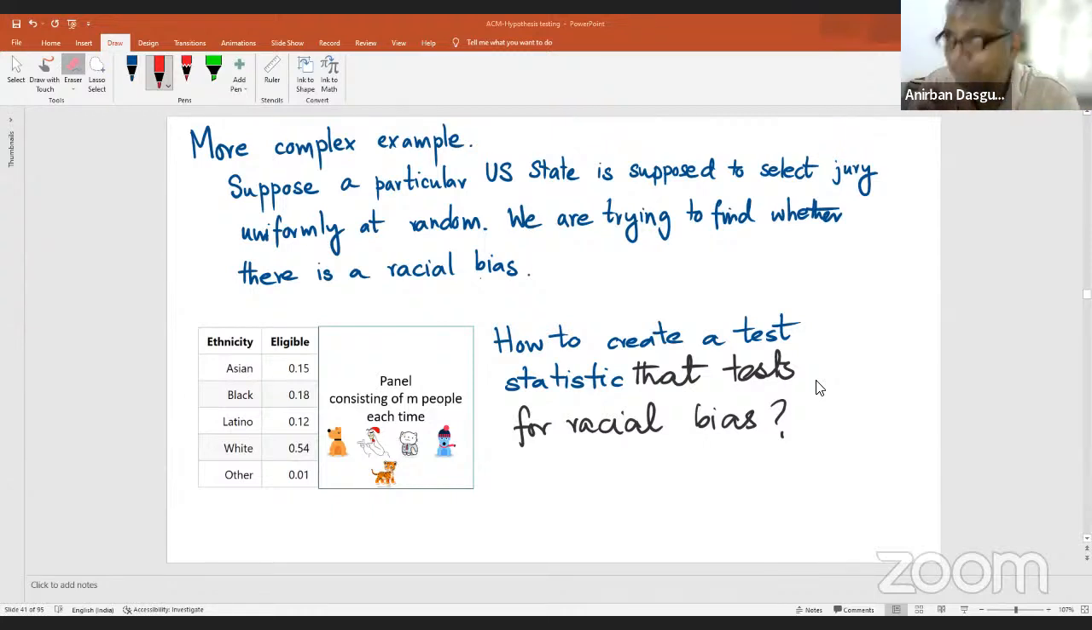Any thoughts? Can I call out names? Just speak out. Jovi, please speak out, because I might not be able to see the chat. H0, absence of racial bias. Okay, very good. H0 is that there is no racial bias. Very good. So why did you choose that as the H0, Jovi? I think Jovi is on mute today.